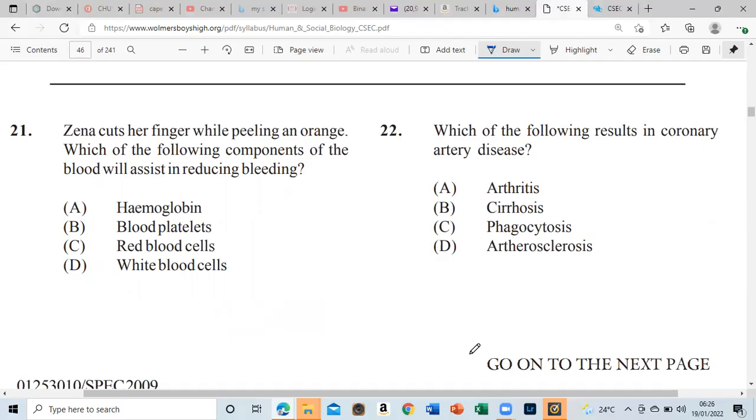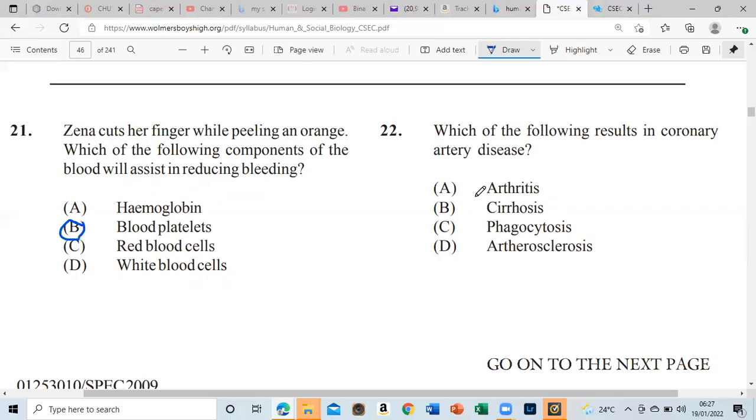Is it A, the hemoglobin, B, the blood platelets, C, the red blood cells, or is it D, the white blood cells? What is that, guys? Type in the answer. And that would be the blood platelets. Don't cut yourself though, all right?